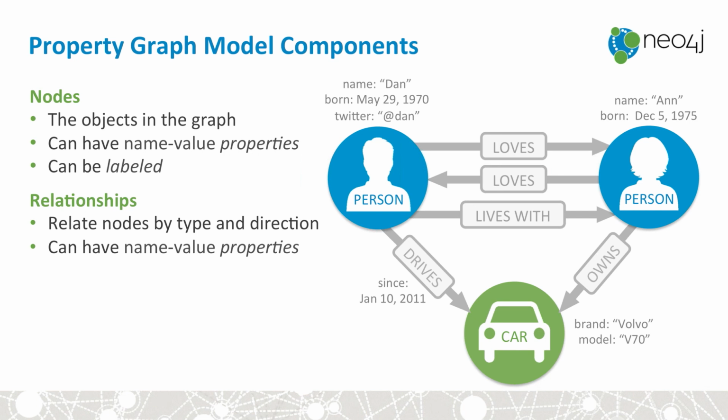And in this case, Anne owns the car, and Dan drives it. This graph doesn't say that Anne drives the car. Maybe she just owns it and lets Dan drive her around. But properties also exist on this relationship. You can see Dan started driving the car on January 10th, 2011. I guess their relationship got far enough along that Anne trusted Dan to drive her car. And then you also have the properties on a car, which are Volvo and V70.